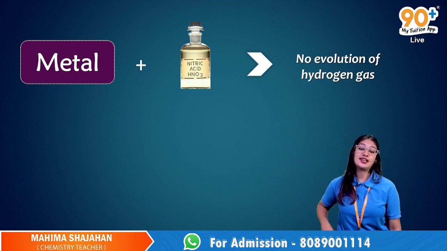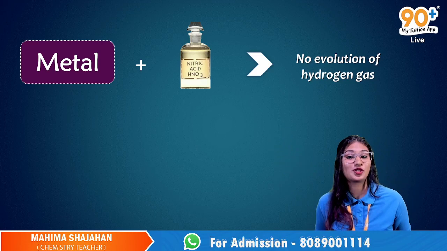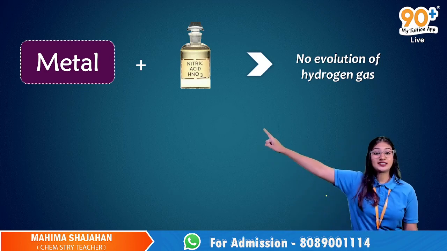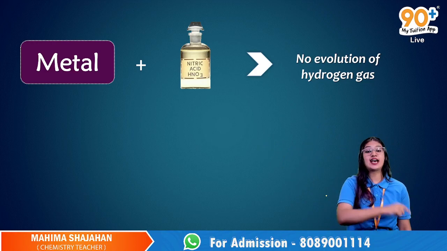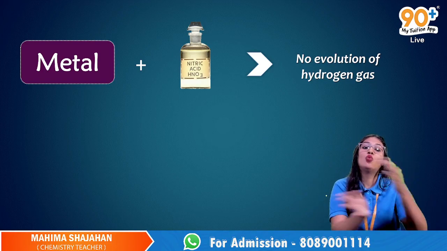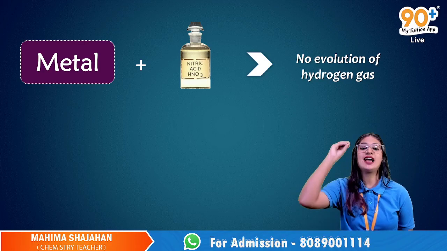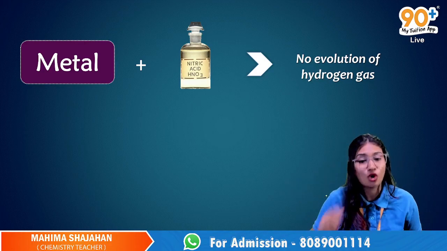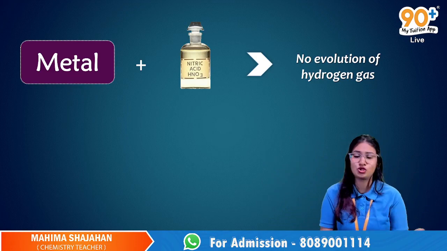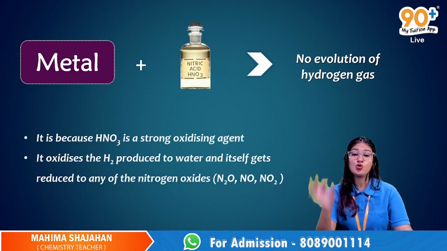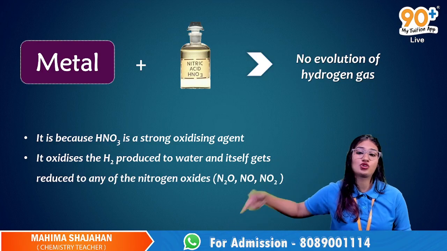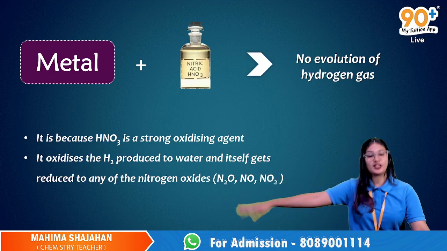Metals reacting with nitric acid, there will be no evolution of hydrogen gas. Hydrogen gas is not produced. Any idea why? Because nitric acid is a strong oxidizing agent. So the hydrogen gas liberated, it will oxidize it into water. Immediately the hydrogen gas gets oxidized and converted into water. The nitric acid itself gets reduced and converted into its oxide, either NO or N2O or NO2. Yes, nitric acid is a strong oxidizing agent. It oxidizes the hydrogen to water and itself gets reduced into its oxides.